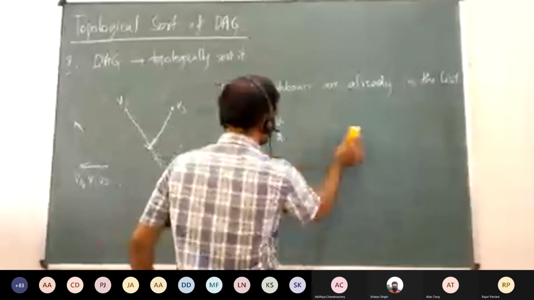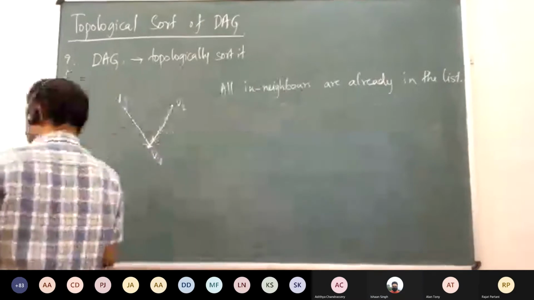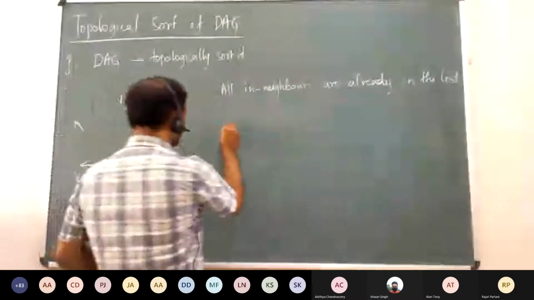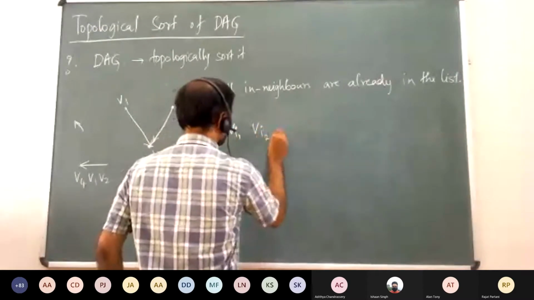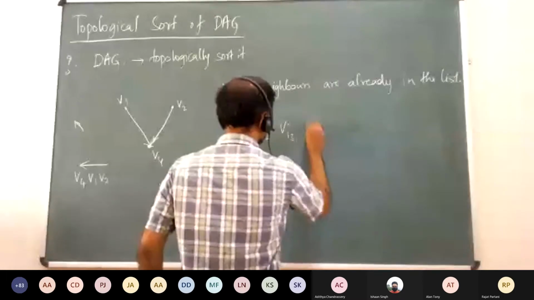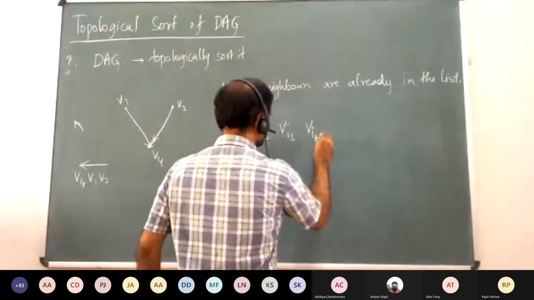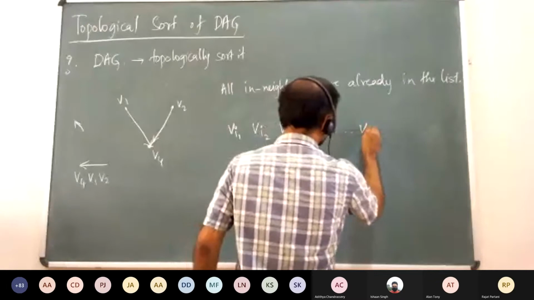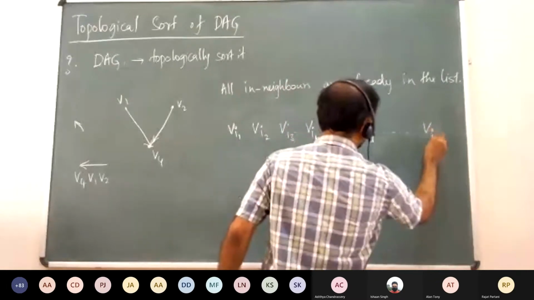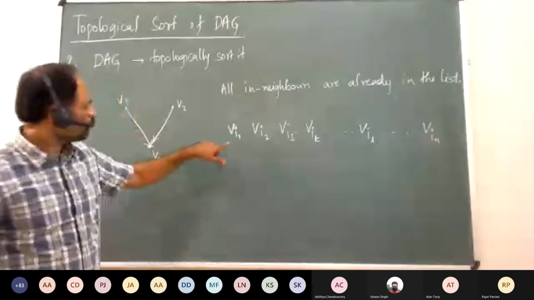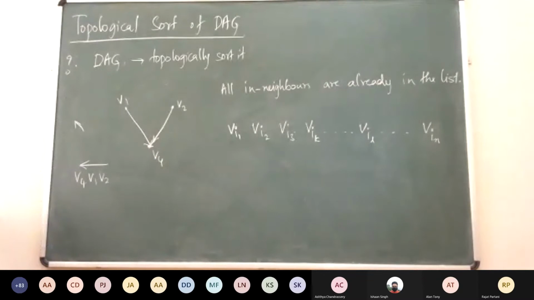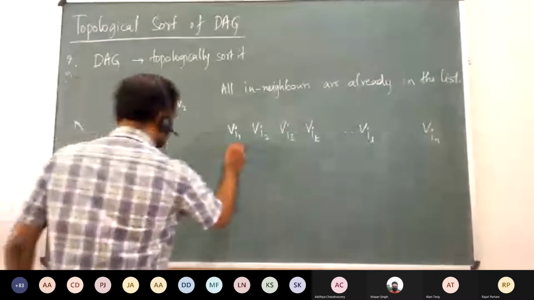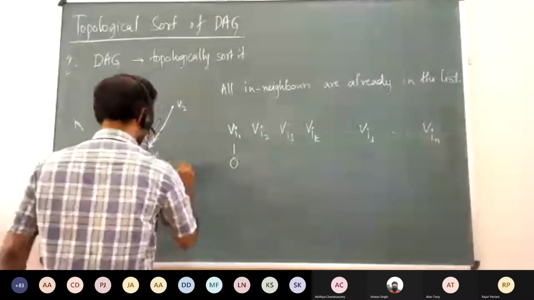Yes, that is again a nice thing. So suppose we have a topological ordering, say Vi1, Vi2, Vi3, up to Vik, Vil, Vin. Now, what can you say about the vertex Vi1, the in degree of the vertex Vi1? It's zero. The in degree of this vertex will definitely be 0, right?